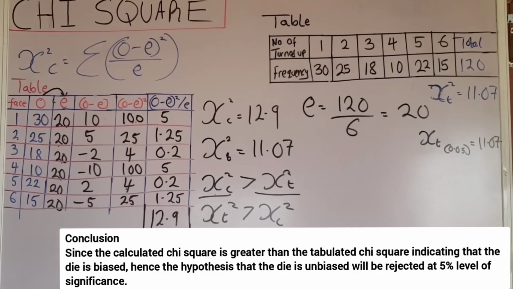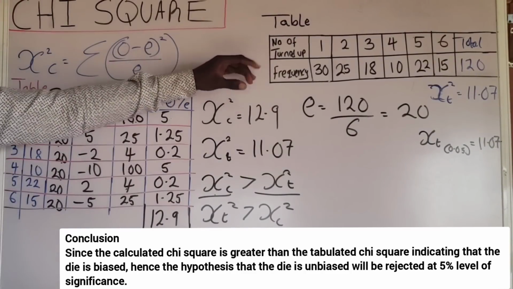Don't forget that we are testing a hypothesis. In the question we are asked to test the hypothesis that maybe the die is unbiased. So in this case, we're going to reject the null hypothesis. Please, all these are very simple. Okay, all you have to do is just pay attention to the explanation.